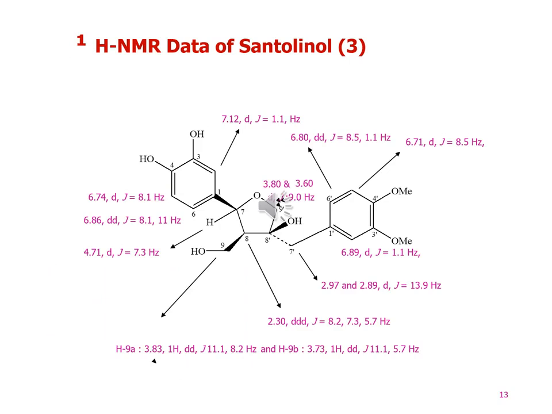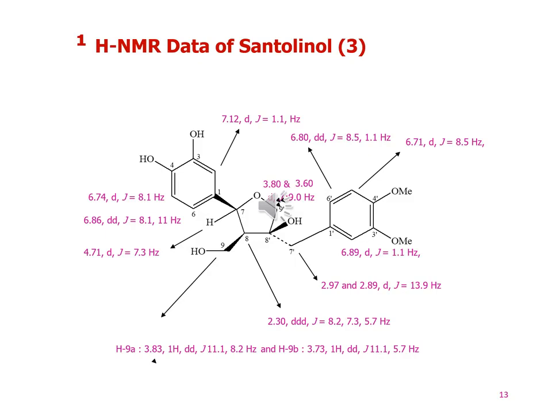Let's see the proton NMR spectral data of the molecule Santolinol. First of all, we will discuss the presence of the tetrahydrofuran moiety and its absorption signals. The signal at 4.71, doublet, J value 7.3 Hz, indicates the presence of the proton at 7. Similarly, the absorption of the methoxy group present at H9A is 3.83, 1 proton doublet of doublet, J value 11.1 and 8.2 Hz, and H9B is 3.73, 1 proton doublet of doublet, J value 11.1 and 5.7 Hz. Similarly, the presence of the hydroxyl group at carbon 8 in the tetrahydrofuran moiety is at 2.30, which shows a doublet of doublet of doublet, and J value 8.2, 7.3 and 5.7 Hertz.